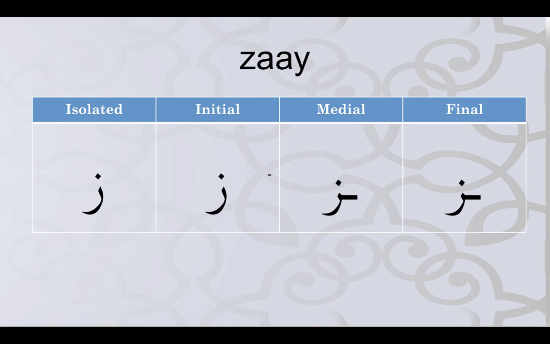Ra, Za. Ra has no dot on it, Za has a dot on it. So if you remember the Ra, you will know the only difference between its forms is that it has a dot on it.